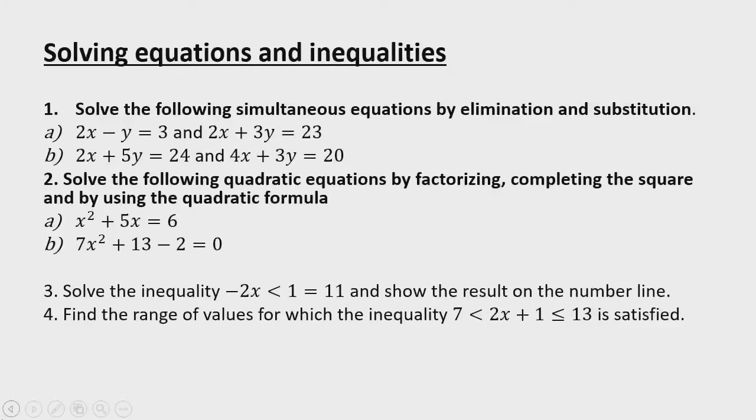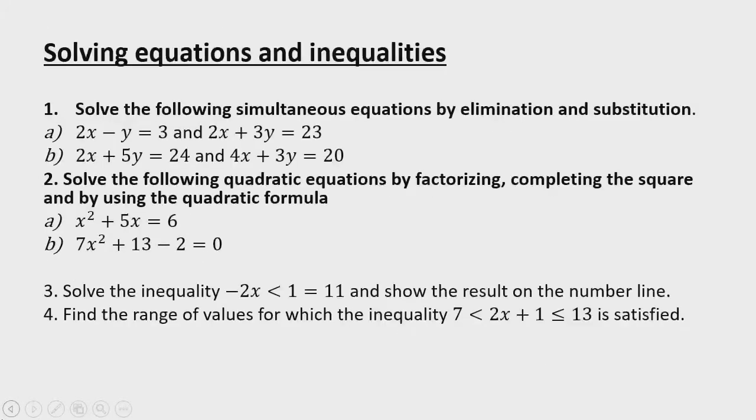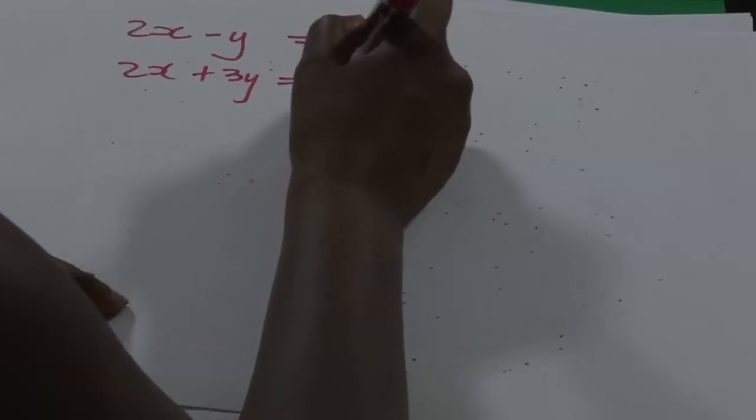I want us to move on to solving equations and inequalities. We are having a lot of things here. Solving equations and inequalities. We are going to start with solving the simultaneous equations by elimination and by substitution. The first one we can take is 2x minus y is equal to 3, and 2x plus 3y is equal to 23. We are just going to do one for this because of the time.